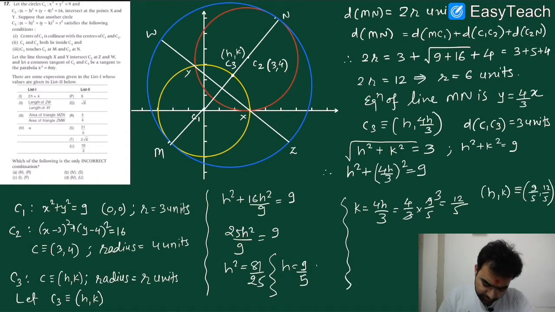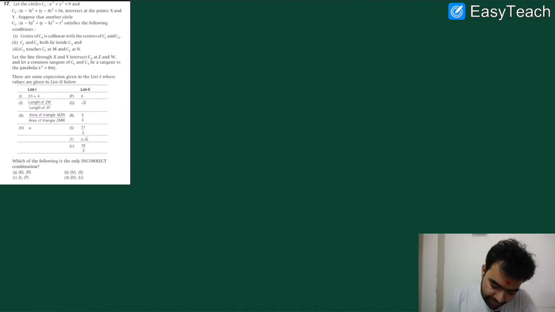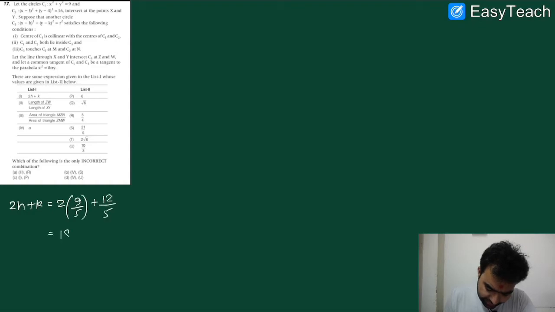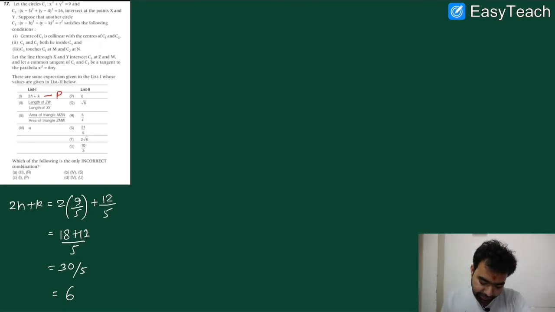Now the first is given to be 2h plus k. Here the value of 2h plus k: 2 times 9 by 5 and k is 12 by 5. So that is 18 plus 12 by 5, that is 30 by 5, so that is 6. So 2h plus k is equal to 6. So for option 1, the correct option is P.